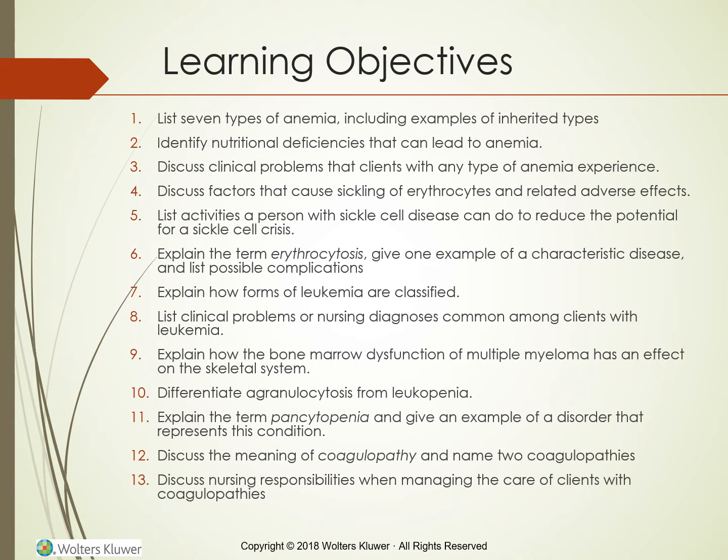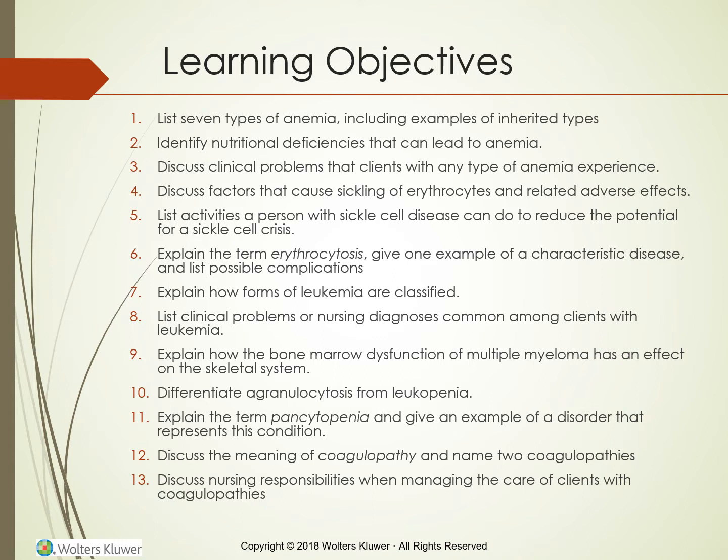Identify nutritional deficiencies that can lead to anemia. Discuss clinical problems that clients with any type of anemia experience. Discuss factors that cause sickling of erythrocytes and related adverse effects. List activities a person with sickle cell disease can do to reduce the potential for a sickle cell crisis.